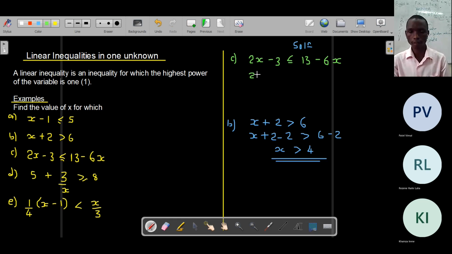So I can say this is 2x plus 6x. Because I want that 6x to come to this side, it will come to this side by addition. So plus 6x minus 3. This is equal to 13 minus what? 6x, and then plus 6x. Plus 6x. So 6x and 6x cancel. So 2x plus 6x. Oh, sorry, here I'm using equal. It's supposed to be less than or equal to.